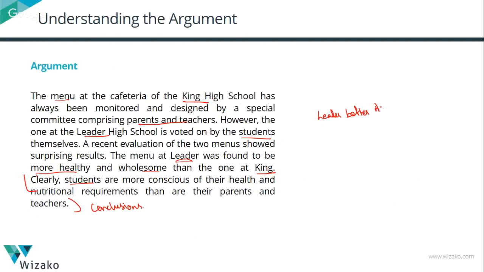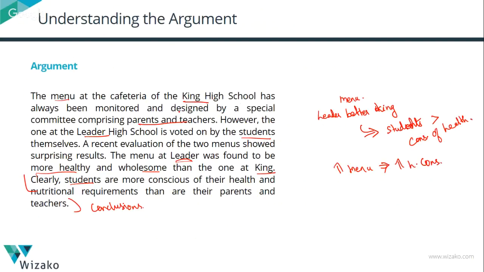Because Leader's menu is better than King's menu, what are we concluding? That must imply that the students are more conscious than parents of their health requirements. Students are more conscious of health is our implication, right? So if the menu is better, that must mean that the consciousness is also better, right? So better menu would mean better health consciousness. That's the cause-effect relationship in the argument.